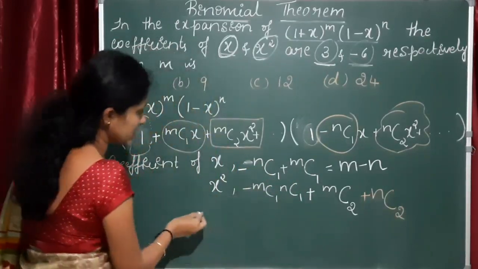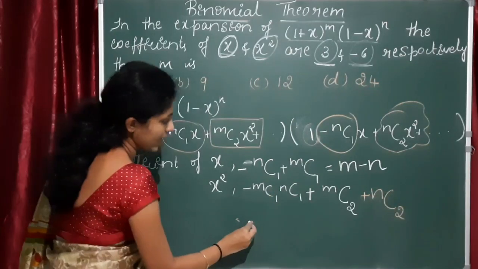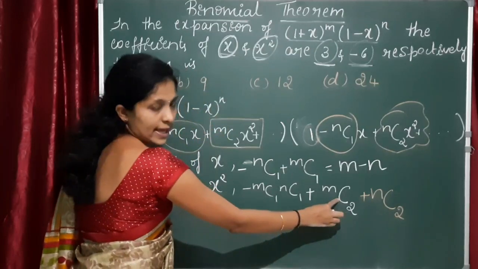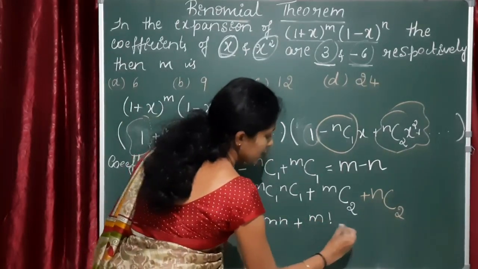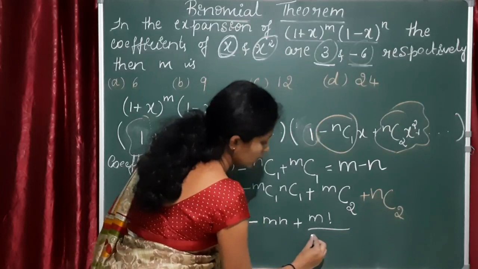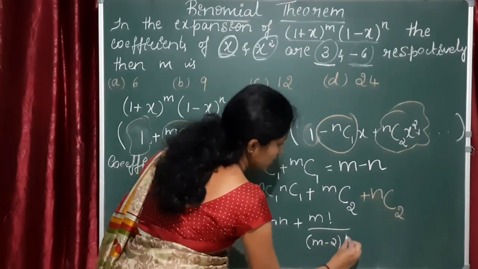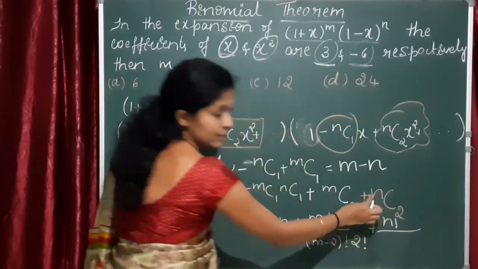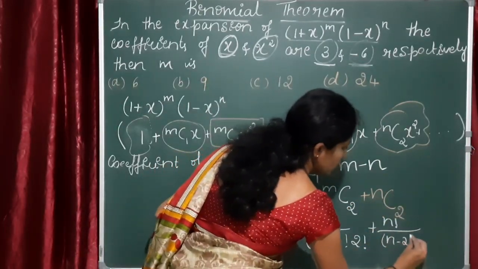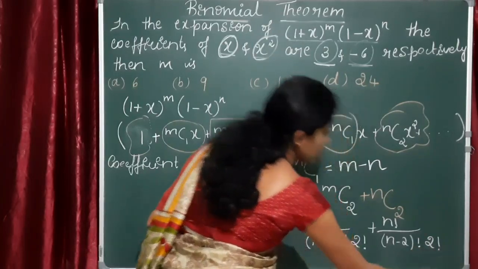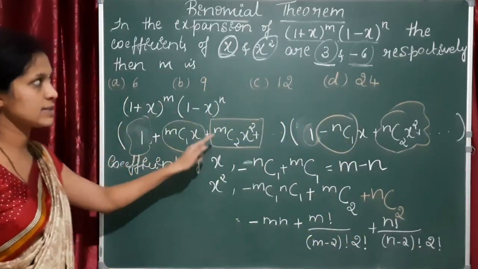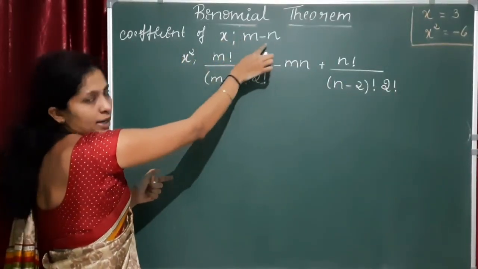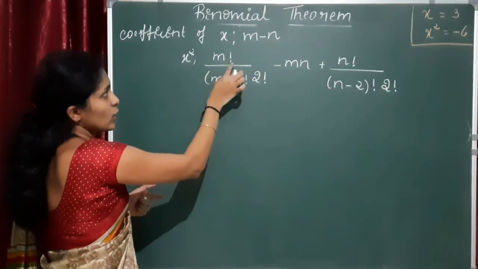Is it clear? So this is equal to, now I need to simplify. So this will be minus m into n plus, see, this mc2 is nothing but m factorial divided by m minus 2 factorial into 2 factorial, plus n factorial divided by n minus 2 factorial into 2 factorial. Now we need to simplify this one. I don't have place here. First I'll erase this. Okay, I have written the last step. Coefficient of x is m minus n and coefficient of x square we got as this one.